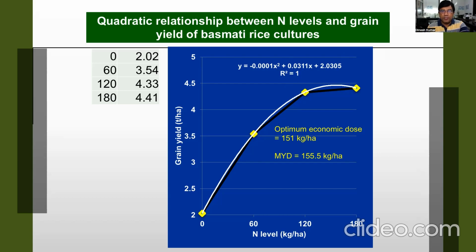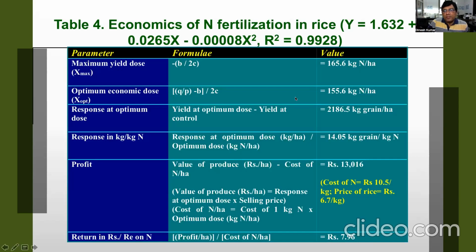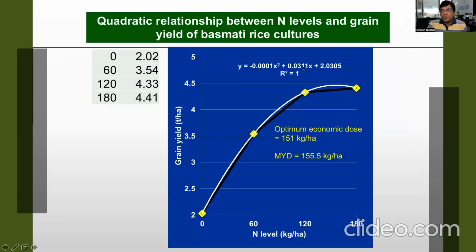Any point, anything you want to ask here? The MYD is maximum yield dose; the optimum economic dose is 151 kg per hectare. Now you see, this way you can present in your thesis or paper the parameter, formula and value. So maximum yield dose is minus B upon 2C. You can take the value of B and the value of C from the equation. So in this equation, suppose this is your B, 0.0311, and this is your A, and this is your C, 0.0001 is your C.